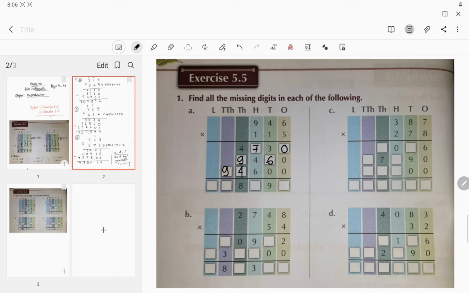Now add them. So 0 plus 0 plus 0 is 0. 6 plus 3 is 9. 6 plus 4 is 10. 10 plus 7 is 17. So it is 7, and carry 1. Carry 1. So 4 plus 1 is 5. 5 plus 9 is 14. And 14 plus 4 is 18. That's why it is 8 here, and carry 1. So this will be added to the next place. That is 9 plus 1, it will be 10. So write down 0 here and 1 here. So the answer will be 1,08,790. Now I'm solving question number B.